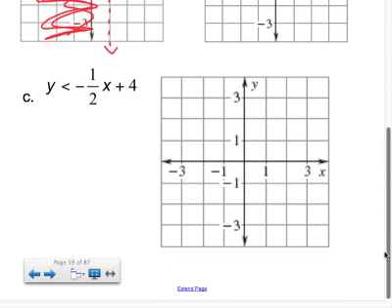So in part C, again, the boundary line is the line y equals negative 1/2 x plus 4. So I'm going to graph that line. Well, it's pretty easy. I know the y-intercept here is 4, so I go up to 4. There's my y-intercept. My slope is negative 1/2. That means go down 1, right 2. Down 1, right 2. So there's my line. I have to determine whether it's dotted or solid, and because it's strictly less than, no equal to, it's got to be a dotted line.